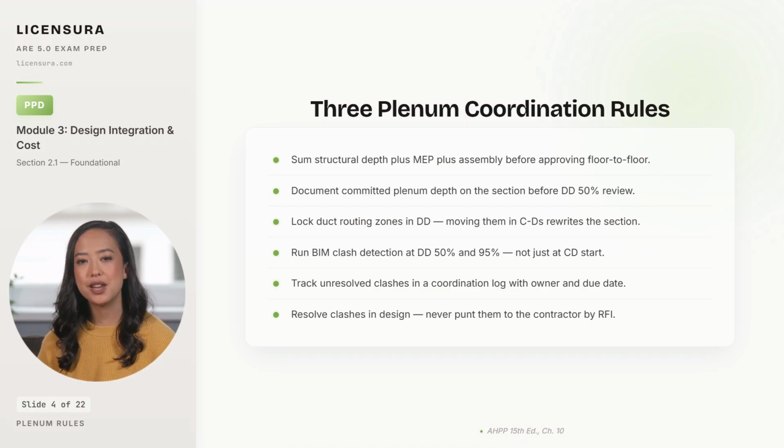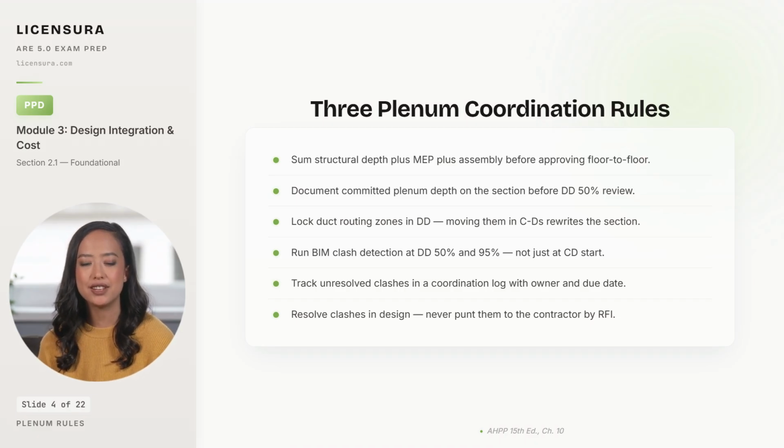Fourth, run BIM clash detection at DD 50% and DD 95%, not just at CD start, because catching a clash in DD is order of magnitude cheaper than catching it later. Fifth, track every unresolved clash in a coordination log with a named owner and a due date. And sixth, resolve clashes in design. Never punt them to the contractor as an RFI, because RFI-driven coordination is how you transfer your liability to yourself.